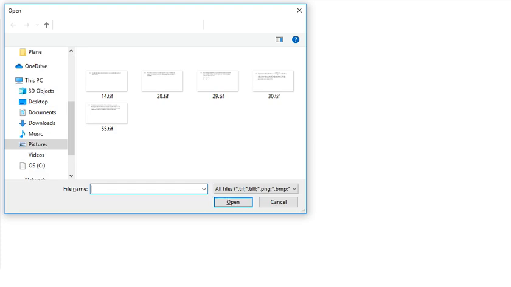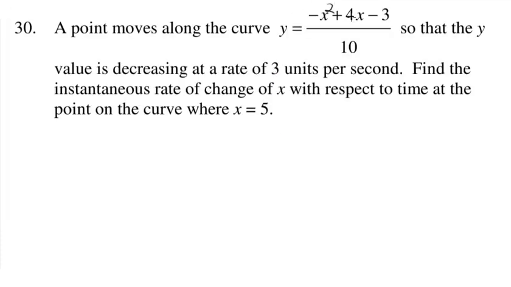And let's take a look at number 30 now. Please note that this was, in fact, a mistake on the study guide. This is supposed to be negative x squared, not just negative x. All right, so we know that a point moves along this curve so that the y value is decreasing at a rate of 3 units per second. Keep in mind it says decreasing here. We'll have to remember that in a second.